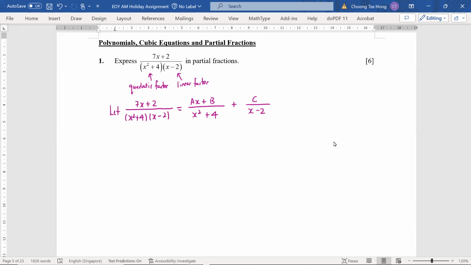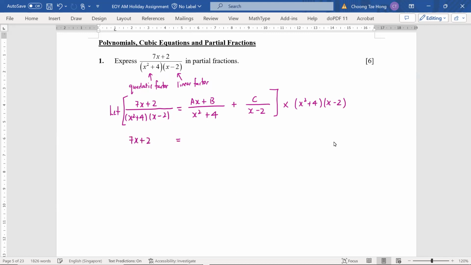We can do so easily by multiplying throughout by the denominator, so that we can get rid of all the denominators at once. This multiplication will take place for this whole thing. If (7x + 2) / ((x² + 4)(x − 2)) is multiplied by (x² + 4)(x − 2), on the left side of the equation we'll just be left with 7x + 2.